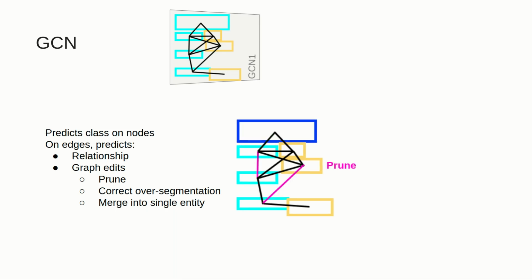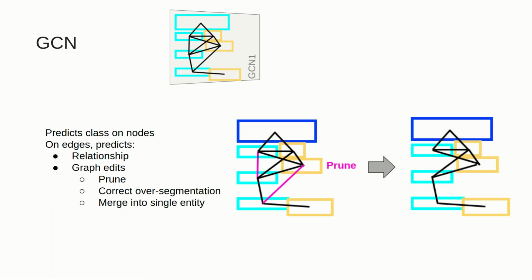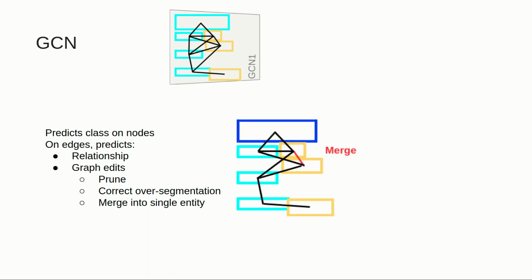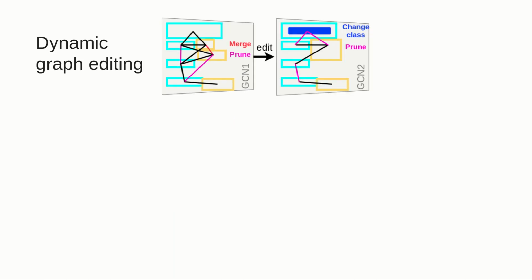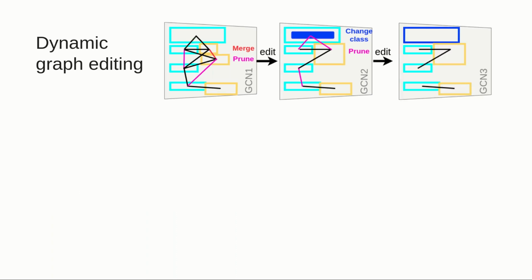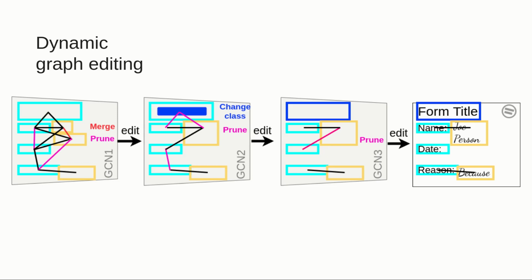Whether that is to prune an edge, simply to remove it from the graph, whether to merge nodes to correct an oversegmentation, or merge them to group text lines into a single entity. When merges are performed, the graph features are averaged for those nodes, and the visual features are actually recomputed for the new bounding box and reintroduced. At each edit step, we are refining the graph, although most of the changes happen in the first edit. Because of this, the first 2 graph convolutional networks have more layers than the last. After the 3 edits, the final graph is predicted.